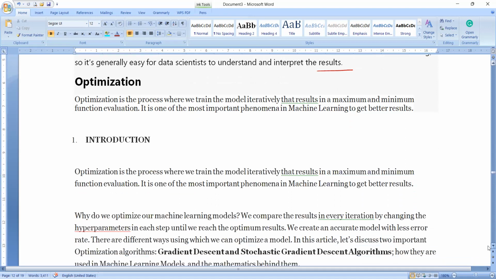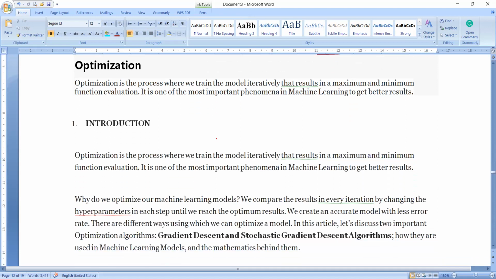Next, the definition of optimization. Optimization is a process where we train the model iteratively that results in maximum or minimum function evaluations. It is one of the most important phenomena in machine learning to get a better result. It is a process where we train the model iteratively, repeatedly, that results in maximum or minimum function evaluations.